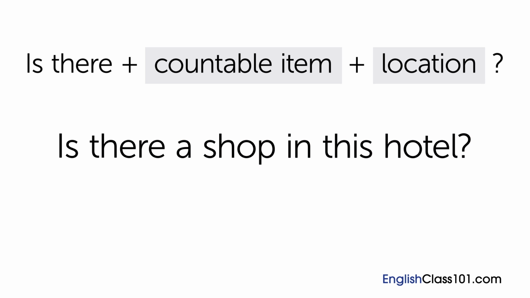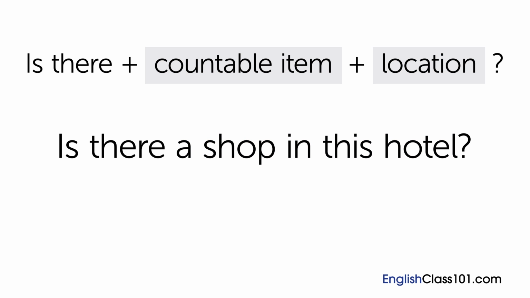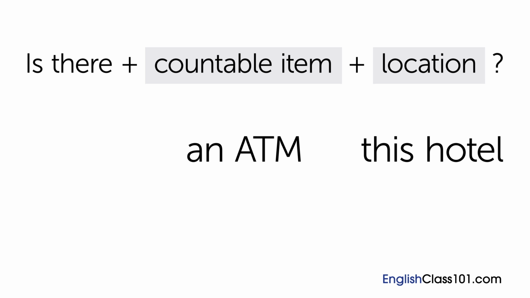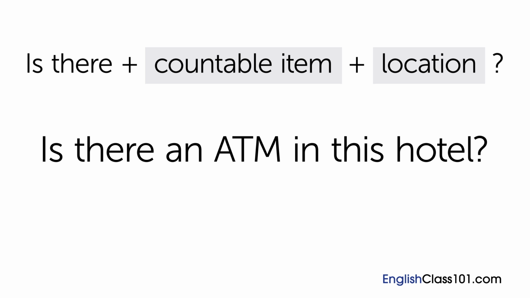This structure allows you to easily ask if something is nearby or in a particular location. Start your question with, Is there? and then insert something you are looking for. Finally, add a location. Now you try. Imagine you're checking into a hotel and want to know if there's an ATM in the hotel. What would you say? Is there an ATM in this hotel?